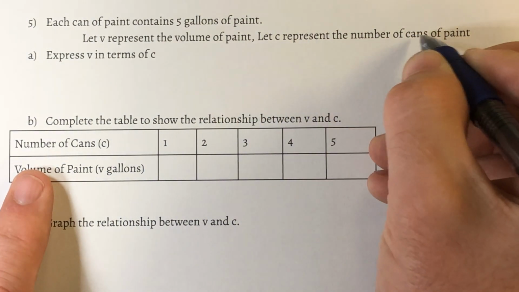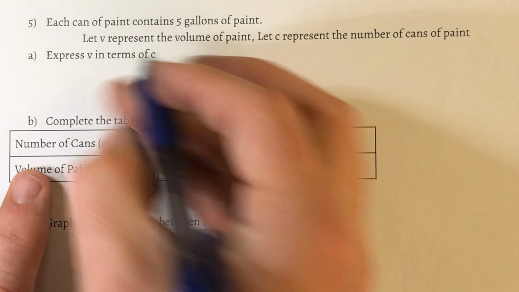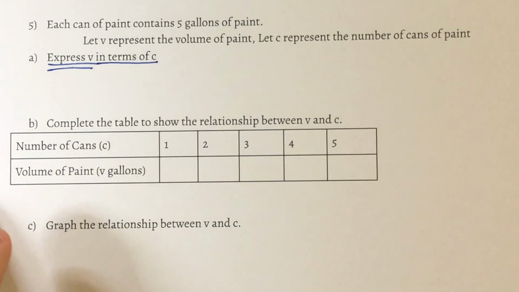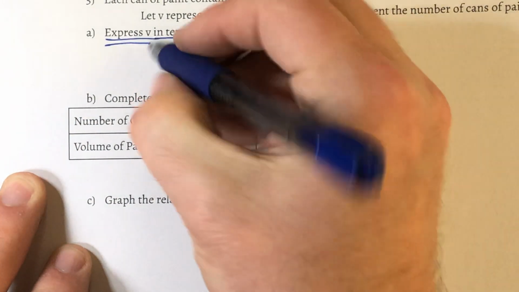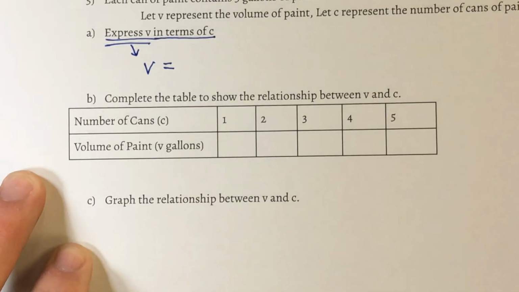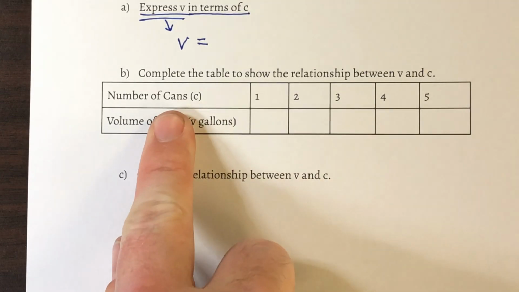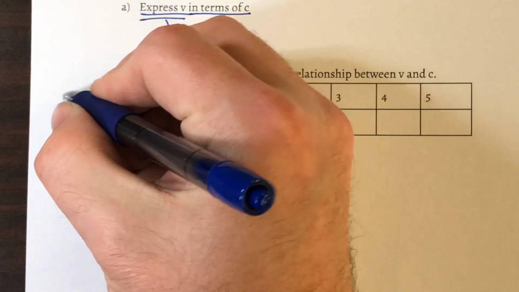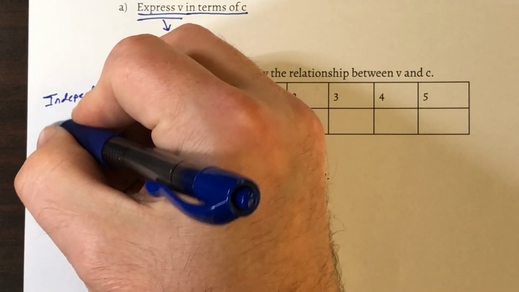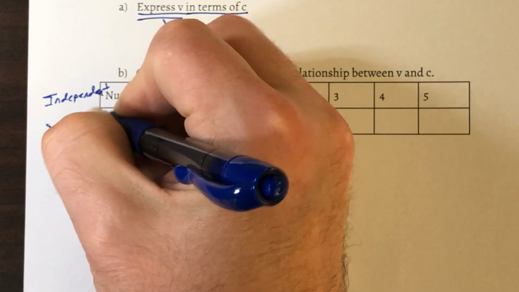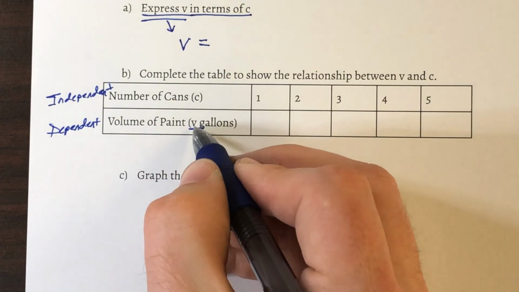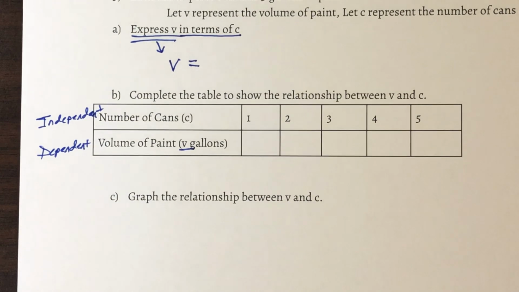C, let it represent the cans of paint, the number of cans. We're going to express V in terms of C. So notice it's got that shortcut phrase right there, express V. What does that mean? It means you can start writing your equation immediately with V equals. That's what that means. I could also use this chart. Remember, the top row is independent, and the bottom row is your dependent. So dependent is V. That's the one you start with typically, right? So I could use that as a means to know that I'm going to start with V as well.